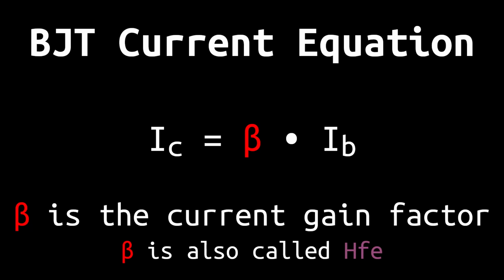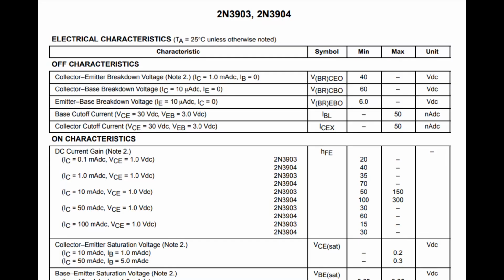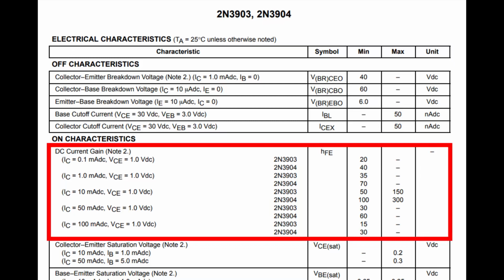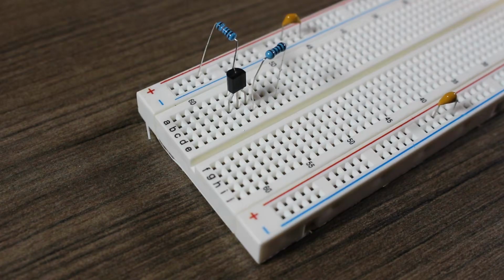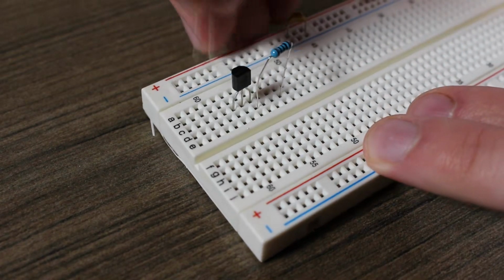Taking the 2N3904 for example, we can find it under the on characteristics section. You will find a lot of different values here, which means that the value isn't exactly the most stable. But we will talk about ways you can deal with that later. For now, let's experimentally determine the exact beta value of this 2N3904.